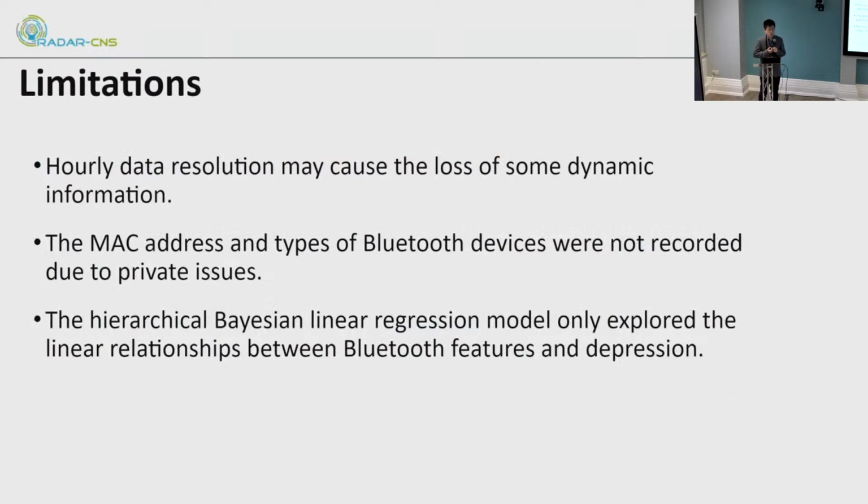There are also some limitations. First, the hourly Bluetooth data resolution may cause some loss of dynamic information. So we may need to consider increasing the Bluetooth data resolution in future research. And the MAC address and the types of Bluetooth devices were not recorded due to privacy issues, so some of the contextual information may also be lost. We can find some solutions, such as using the hashed MAC address in future research. And in this study, the hierarchical Bayesian model only explored the linear relationships, so we will also try to explore the nonlinear relationships in future research.